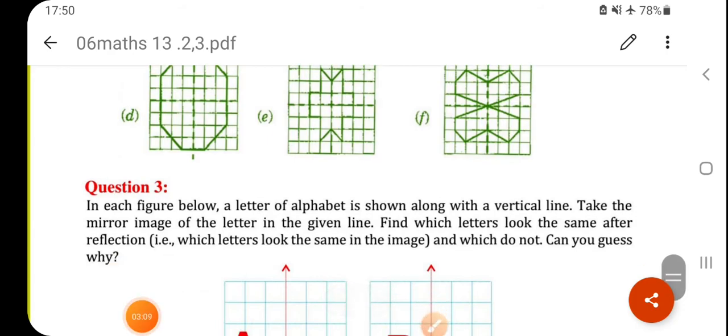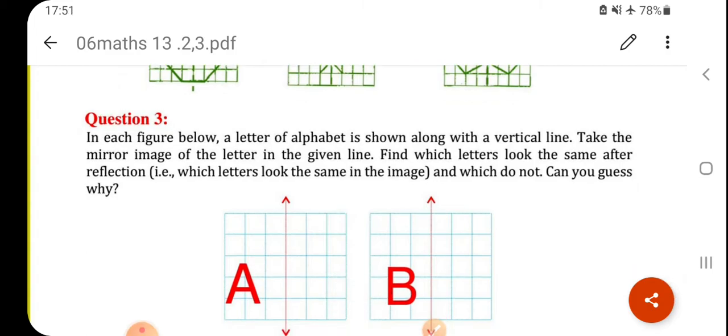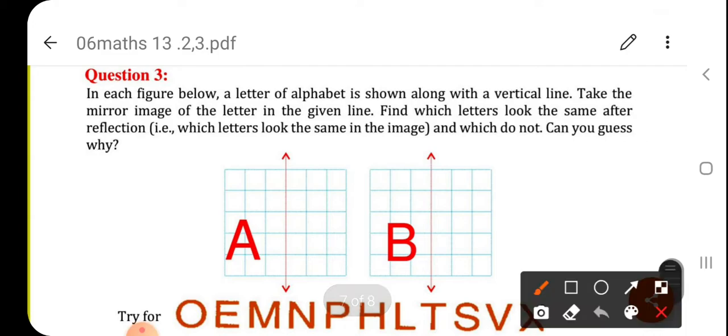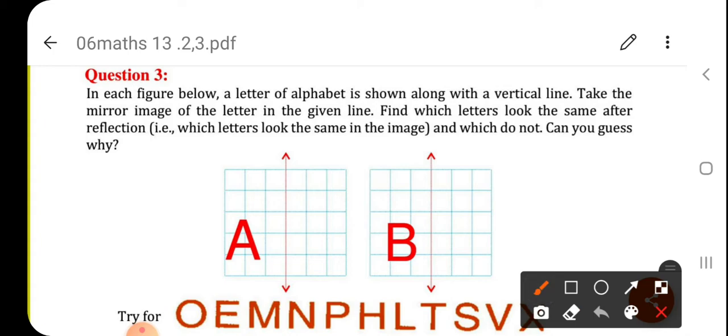Third question, in each figure below, a letter of the alphabet is shown along with a vertical line. Okay, here it's given A, B along with the vertical line. Take the mirror image of the letter in the given line. Find which letters look the same after reflection.